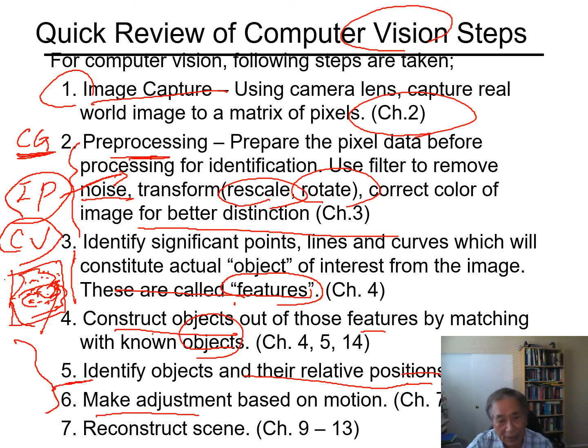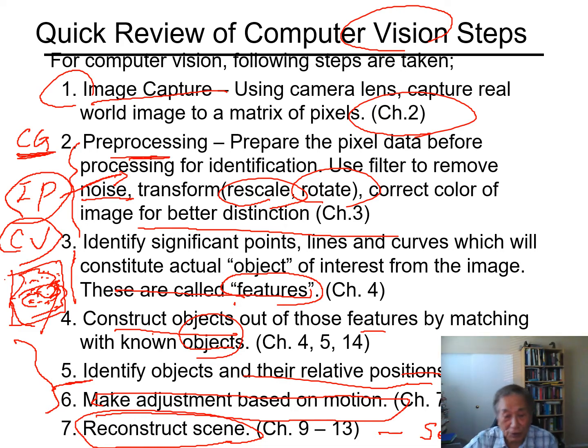Then after that you make some adjustment or understanding of motion. We will talk about motion just a little bit here, but it is a whole subject by itself. Then you reconstruct and get the meaning of the scene or the picture, which is known as semantics. Semantics is meaning, the semantics of the picture. This way we accomplish the goal of understanding.